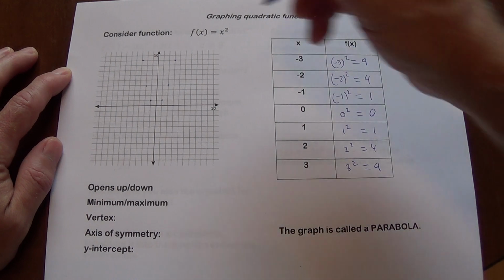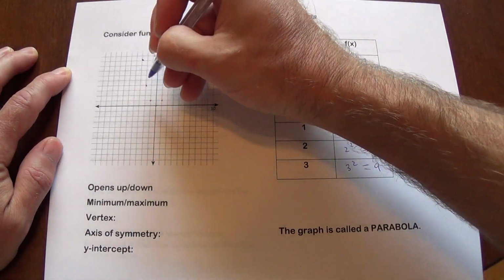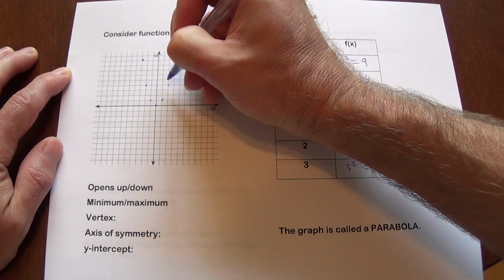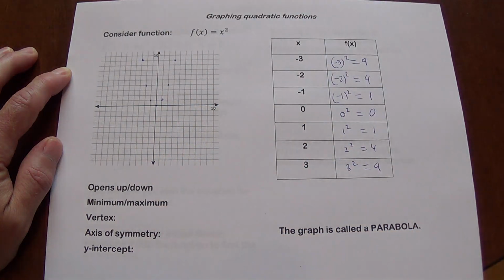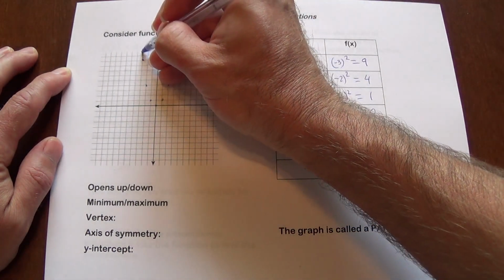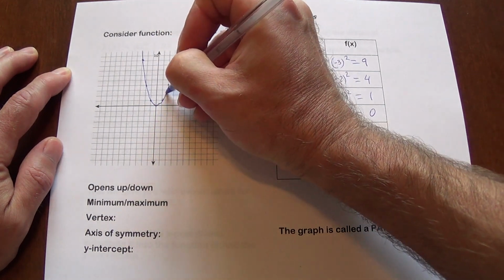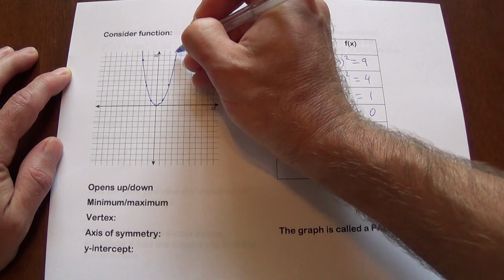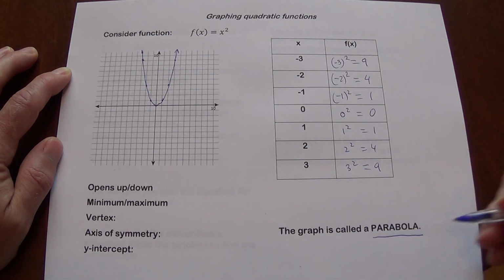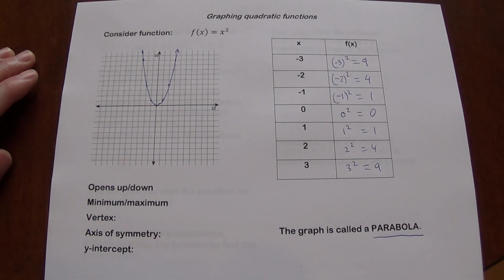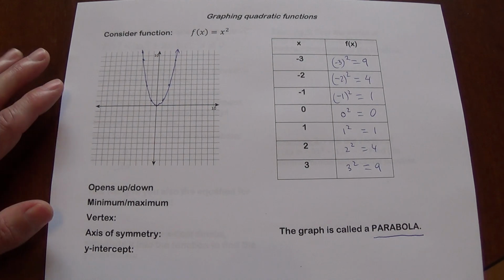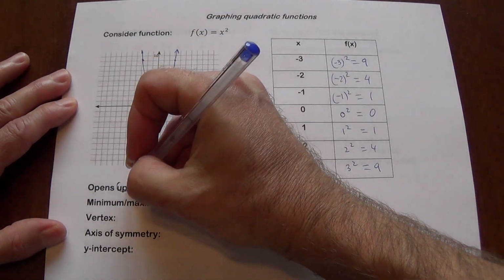And you can see that the points that we plotted are kind of shaping a curve. So if we connect them, we are going to get a graph that's going to look like this. This graph has a special name. It is called a parabola, right here. So what do we need to know about this graph? This graph opens up, as you can see.